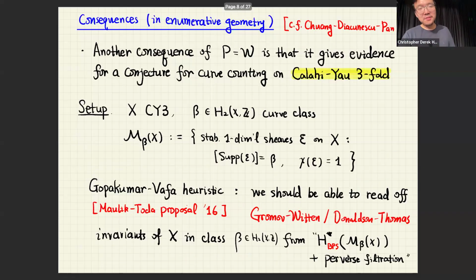So this definition of M beta X reminds you of the second definition of the moduli of Higgs bundles, because I introduced yesterday that if you consider X to be T star, the total cotangent bundle of the Riemann surface, then the moduli of Higgs bundles can be described this way. So this suggests that there might be a connection, and here it is.